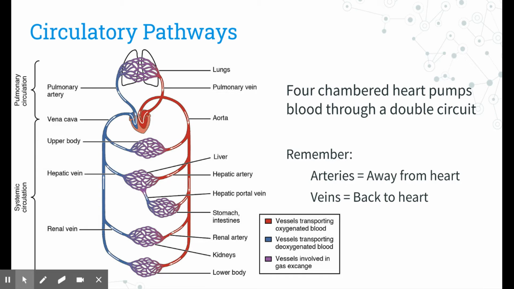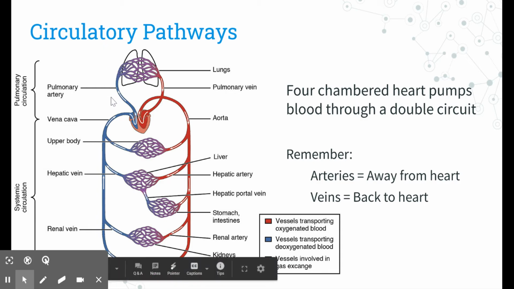Remember that arteries carry blood away from the heart. That's how an artery is classified. And veins are returning blood back to the heart. The oxygenated, deoxygenated, that usually matches, but there are a couple examples where there are exceptions, and that would be up here in this pulmonary system.